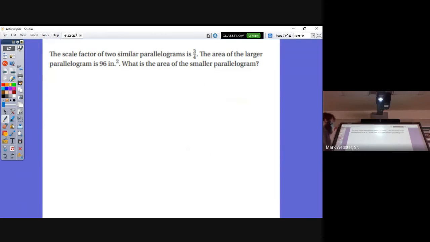Your turn. The scale factor of two similar parallelograms is 3/4. The area of the larger one is 96 inches squared, and we want to know the area of the smaller one. All right, give this a try. Make sure you can do it.